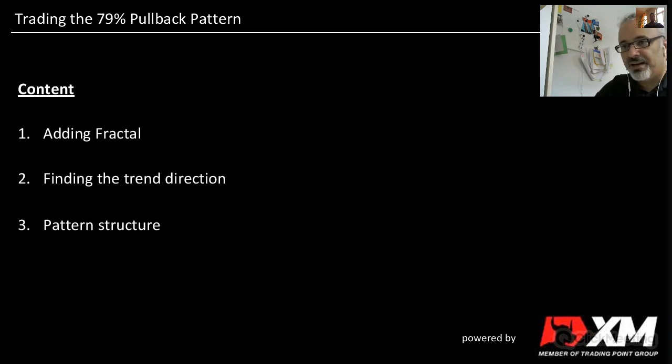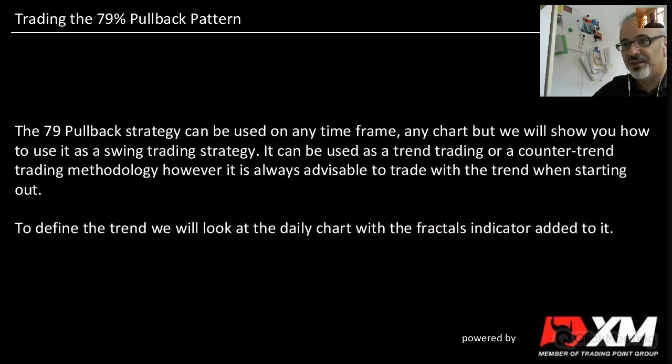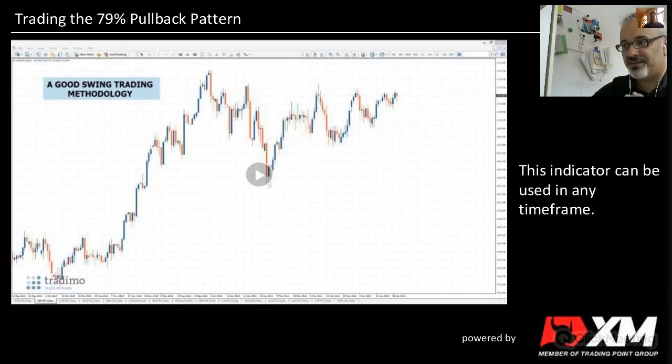Good. Adding fractals, finding the trend direction, and pattern structure. The 79 pullback strategy can be used on any time frame, any chart, but we will show you how to use it as a swing trading strategy. It can be used as a trend trading or a counter trend trading methodology. However, it is always advisable to trade with the trend when starting out. To define the trend, we will look at the daily chart with the fractals indicator added to it. We will show it in the next screens. This indicator can be used in any time frame, and as I told you before, we will use a good swing trading method.